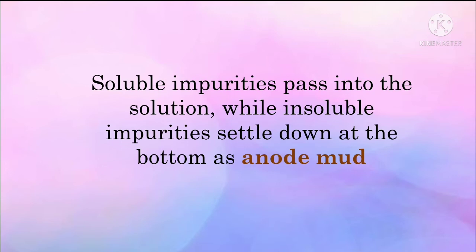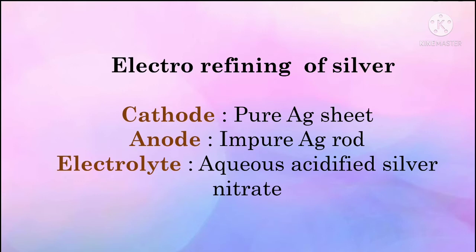Let us elaborate this by considering one example. Silver can be given as an example here. Let us consider the electrolytic refining of silver. Since we are refining silver, pure silver is taken as the cathode in the form of a sheet. Impure silver is taken in the form of a rod as the anode, and an aqueous silver nitrate solution, acidified with a small amount of dilute nitric acid, is taken as the electrolyte.